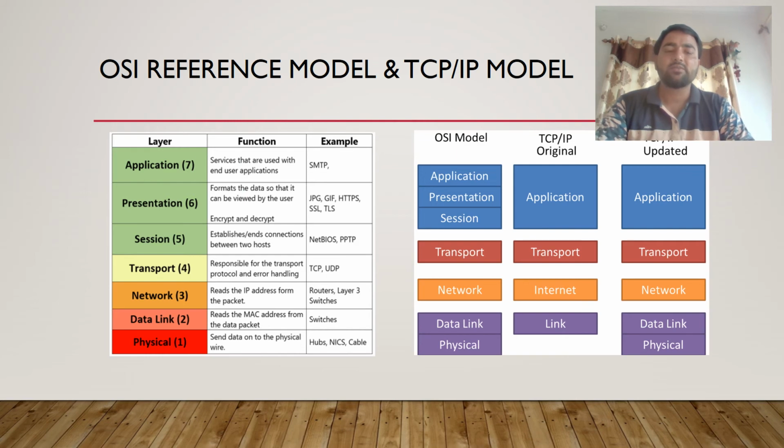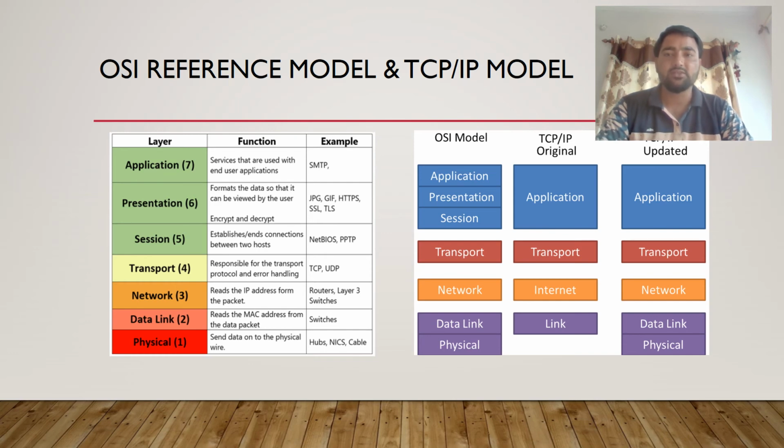Then OSI reference model and TCP/IP model. This is the protocol suite that is used by the particular network to effectively work for the particular communication process. That means it is a protocol suite which governs some rules and regulations for the communication over the network to be performed. So if we first talk about the OSI reference model, it is a 7-layer model in which first one is physical, then data link layer, then network layer, then transport layer, then session layer, presentation layer, and application layer. These layers perform different functions for the user.